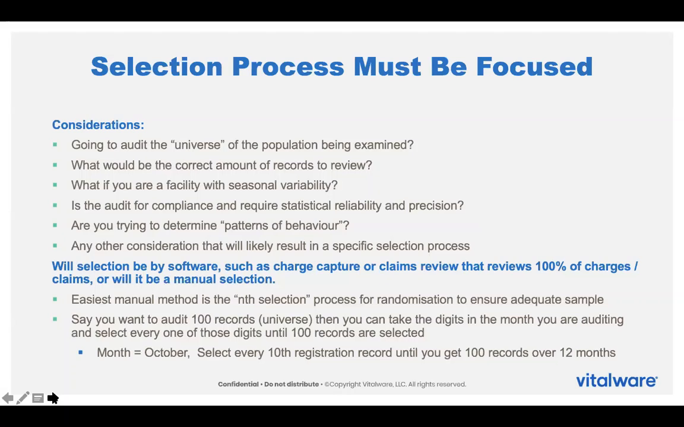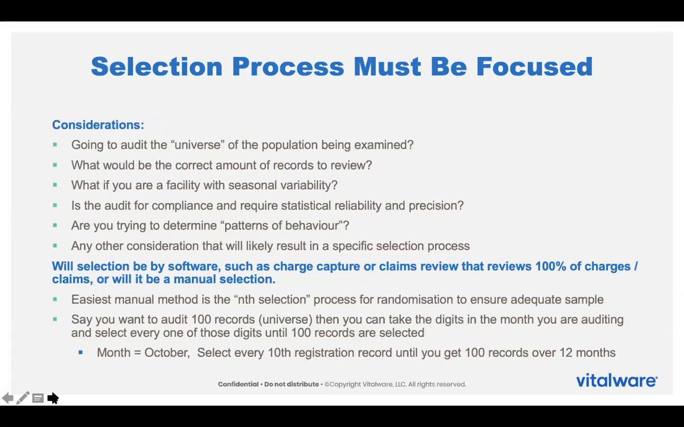Consider the universe of the population being examined. How many records should I review? Do I have a seasonal variability? I mean, my flu shots are going up, and when we get a COVID vaccine, that's going to fly through the roof. What is the compliance component? Do I require RAT stats and statistical reliability and precision be done? Do I need a statistician? What are the patterns of behavior? Is it only this department that it happens in? Is it only the evening shift that is not getting their drug on? What is it?